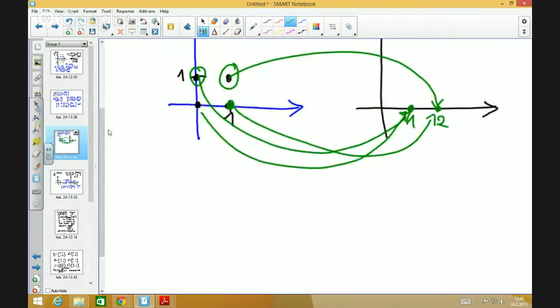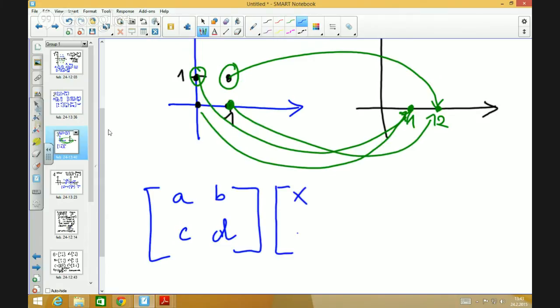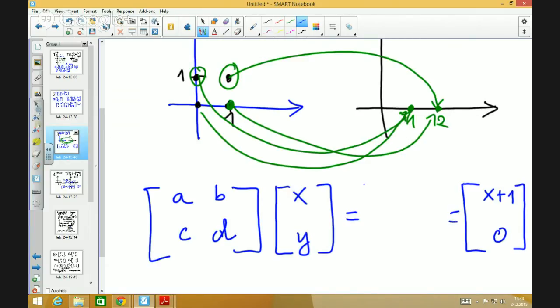Well, it has to be 2 by 2, isn't it? And moreover, when we multiply it by x, y, what is it that we get? So this should actually be equal to x plus 1, 0. So what is it that we would get? Okay, we have a times x plus b times y, and here we would need to have c times x plus d times y.